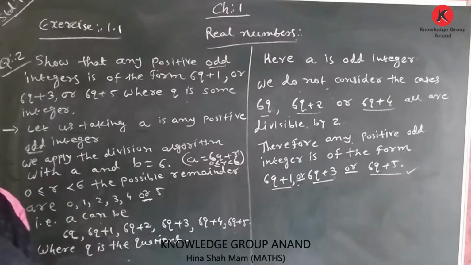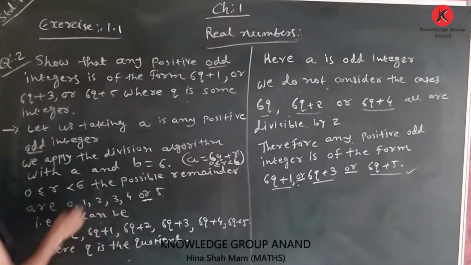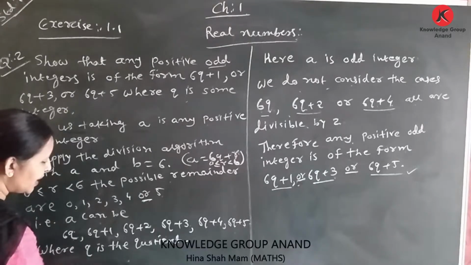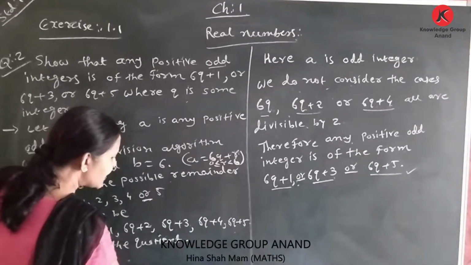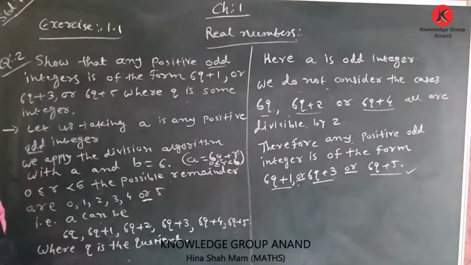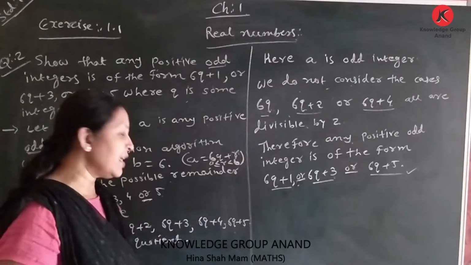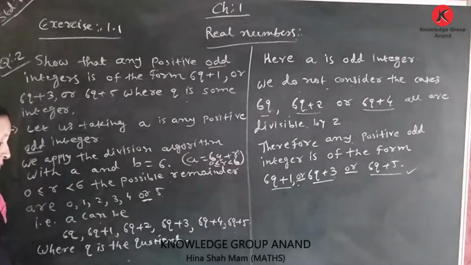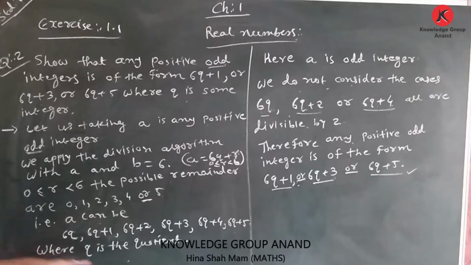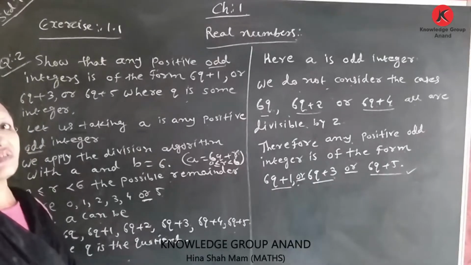We apply the division algorithm, that is Euclid's division lemma: a is equal to bq plus r, where 0 is less than or equal to r, less than b. For any two positive integers a and b, we have a equals bq plus r. Here a is the dividend, b is the divisor, q is the quotient, and r is the remainder.